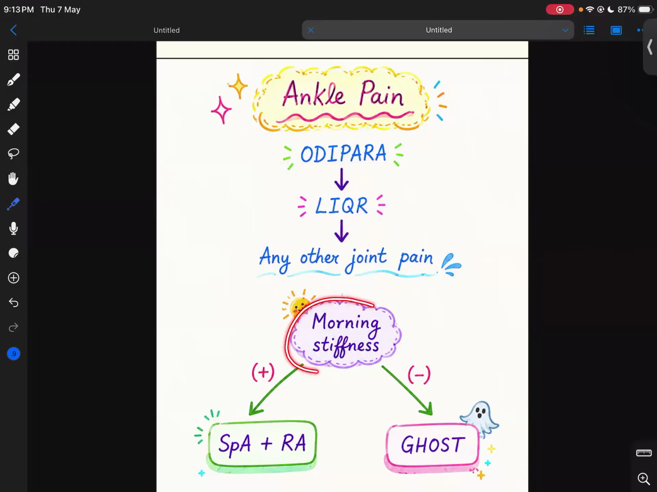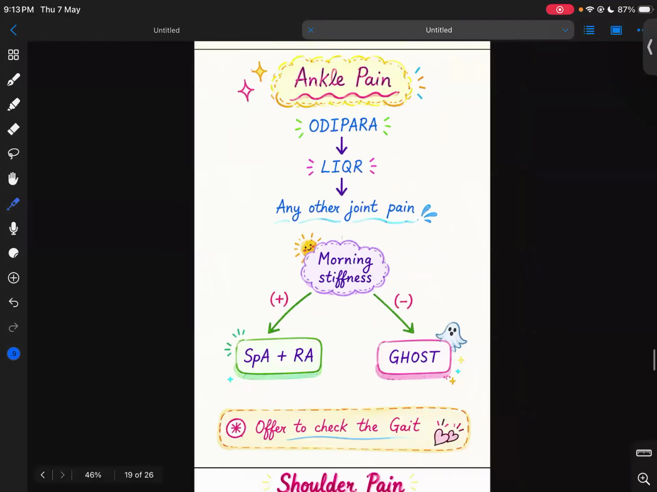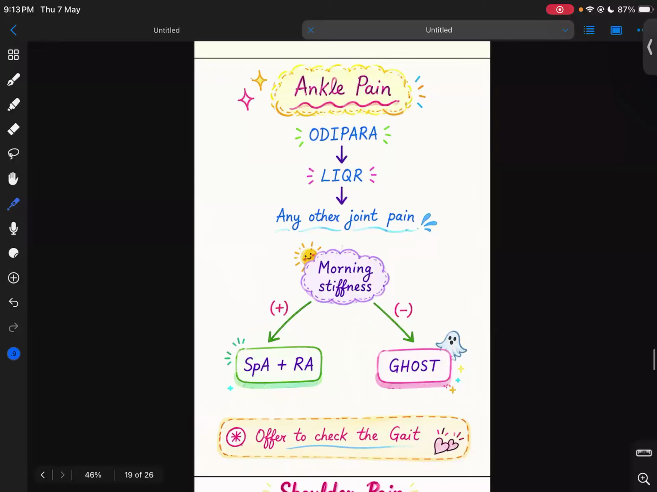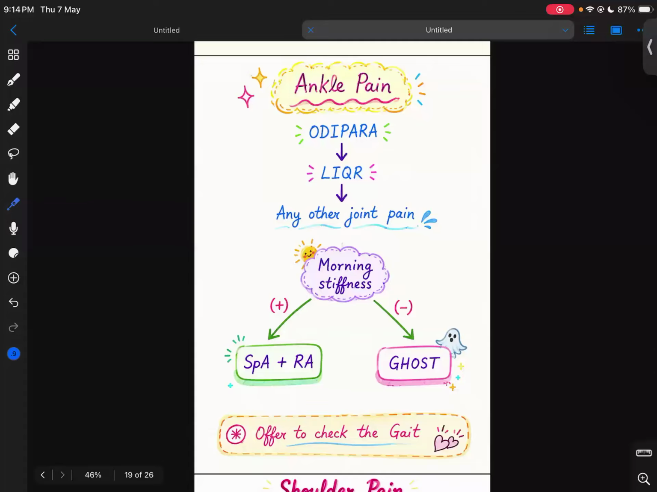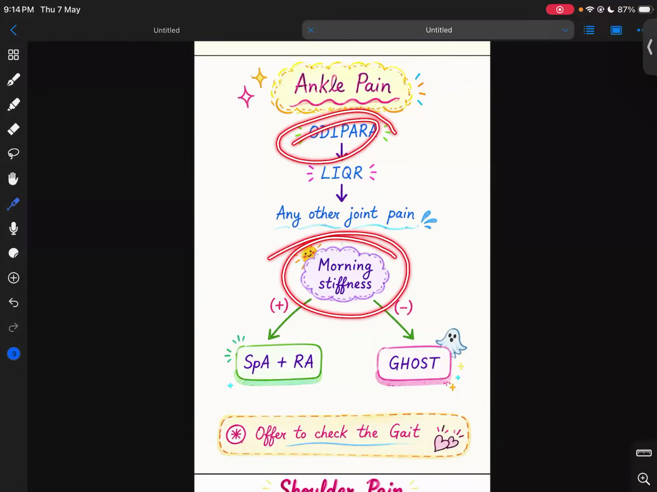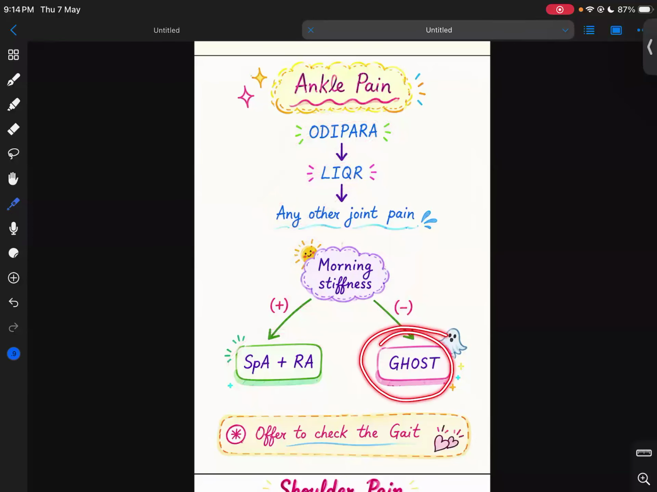If there is any morning stiffness, it is seronegative spondyloarthritis or rheumatoid arthritis. If there is no morning stiffness, it is ghost. So basically it is the same approach for ankle pain as for knee pain. No difference at all, and also offer to check the gait. Clear to all, doctor? Same differential diagnosis, same approach: asking for morning stiffness, asking for OT para LACOR, and based on the presence or absence of morning stiffness, the differential diagnoses are different. Should I proceed forward, doctor?